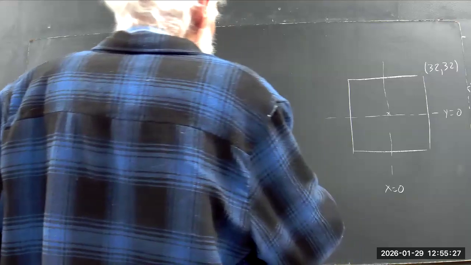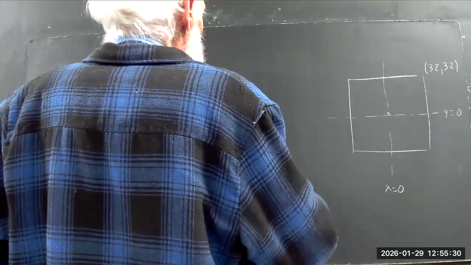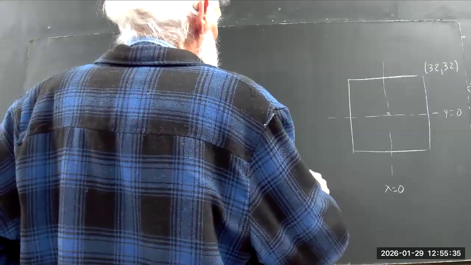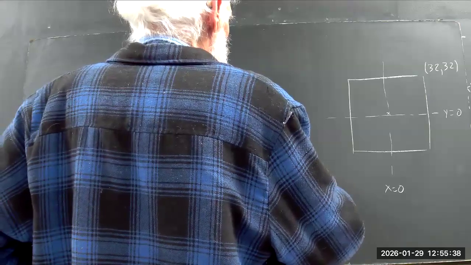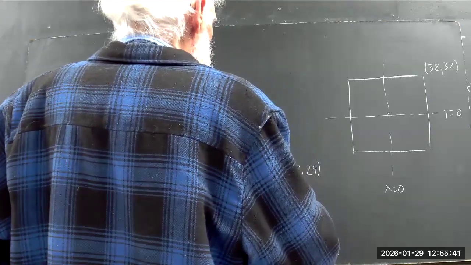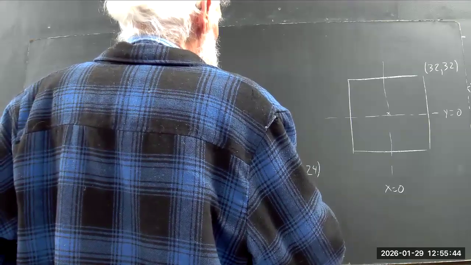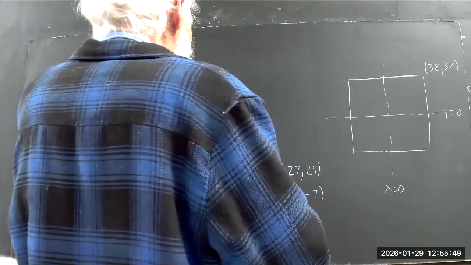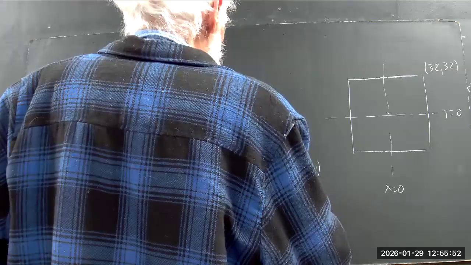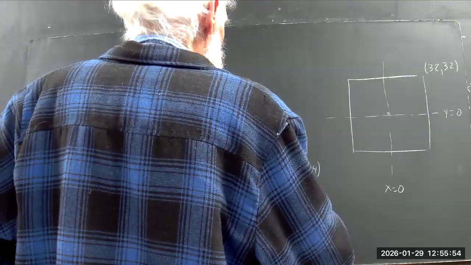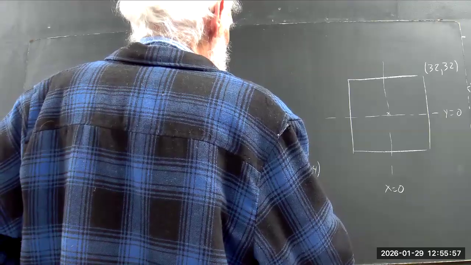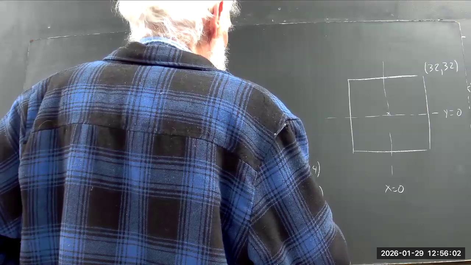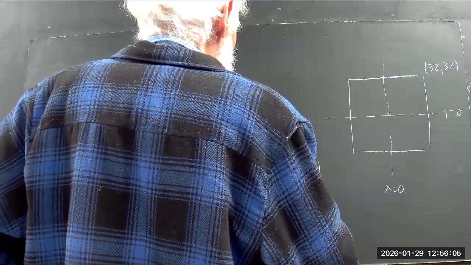So let's say I ask you to locate the points negative 27, 24, negative 13, negative 7, 4, 18, and 21, negative 20.